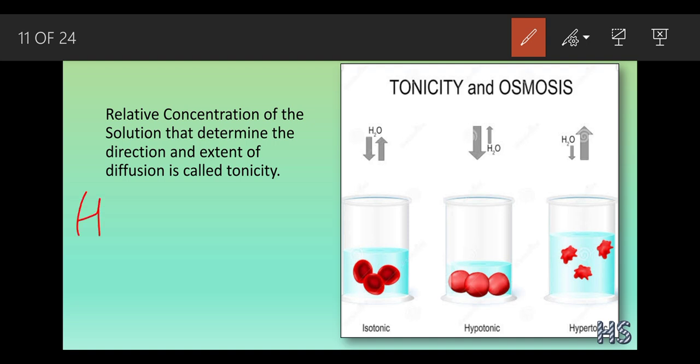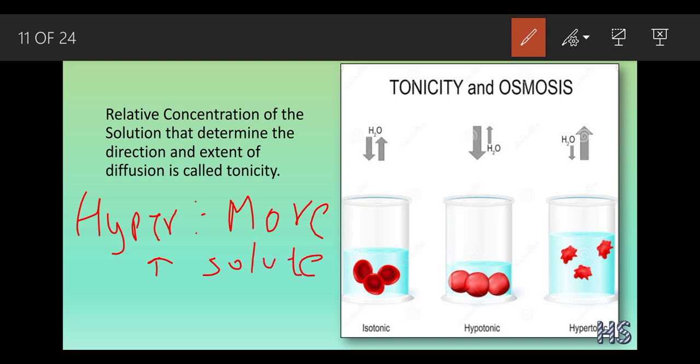The word hypertension, high blood pressure. What do you mean by high blood pressure? More. What more? More of solute. This solution is more of solute and less of water. More of solute and less of water. So what we did, we took beaker 3 and filled it with a hypertonic solution which contained more solute and a less amount of water.